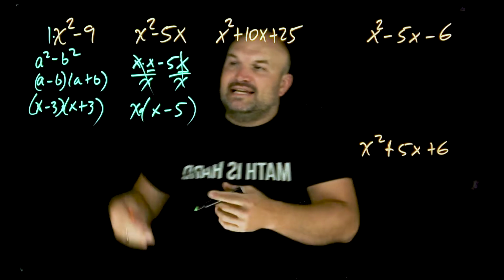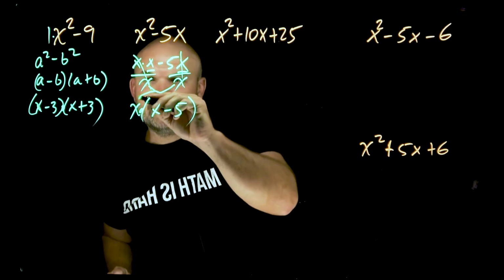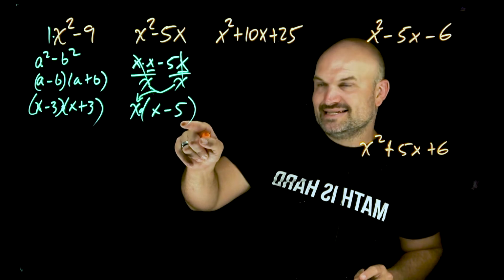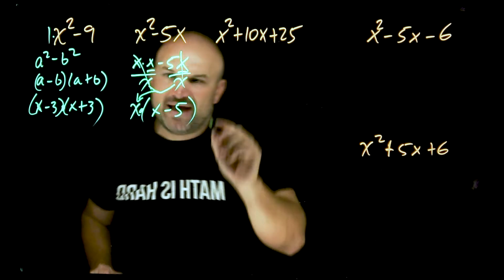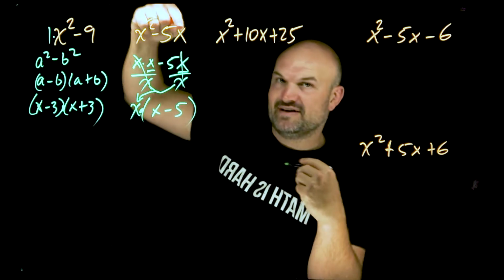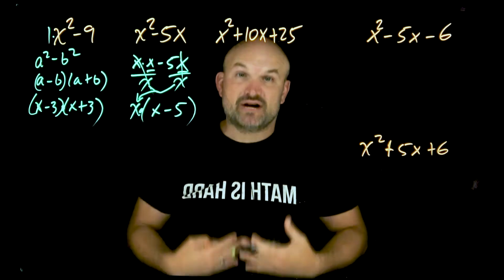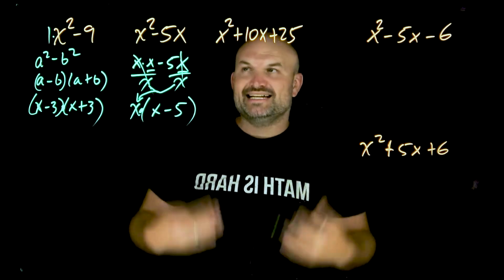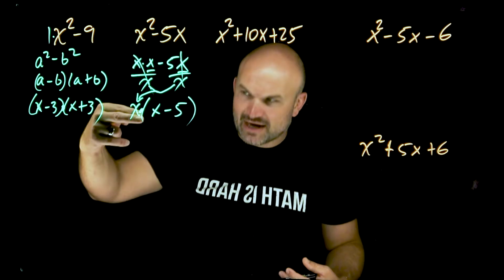When I divide out that x, I got to take that x and rewrite it on the outside of the parentheses. I'm going to take my quotient and rewrite it on the inside of the parentheses. Because if I multiply this back, x times x is x squared, x times negative 5 is a negative 5x. I have to keep the expression preserved. Factoring is not changing the value of your expression. It's just rewriting the expression as a product.